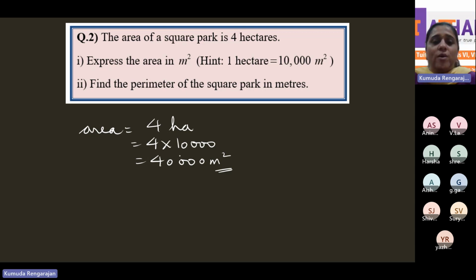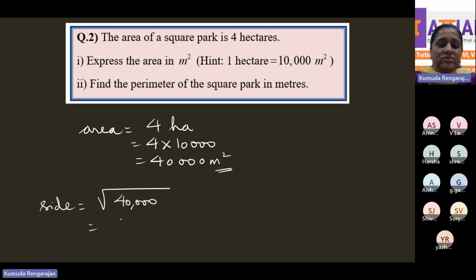To find the perimeter, the formula is 4 into side. So you need to know the length of the side of the square park. We don't have that. But what do we have? We have the area of the square park. And we know that the side of the square park will be the square root of area. So that is square root of 40,000, which is the square root of 4 is 2, and from 4 zeros, 2 zeros will come out. So the side of the square park is 200 meters.